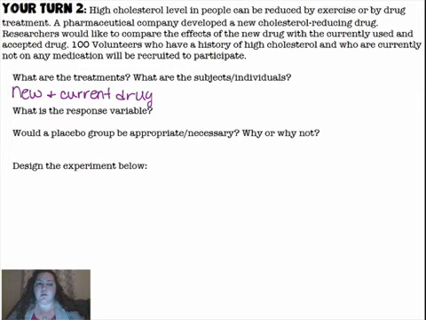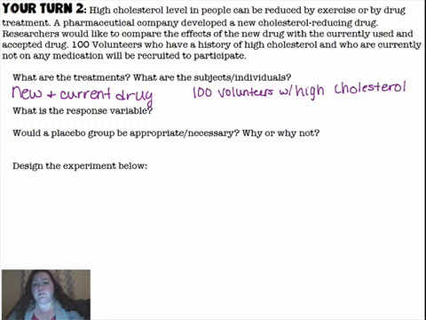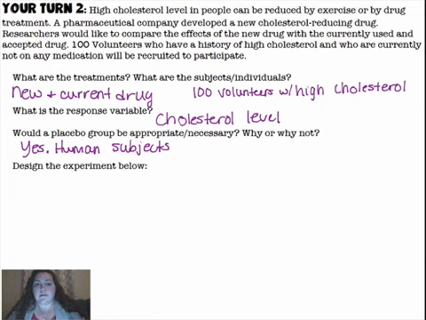Well, the treatments are the new and the current drug. And then my subjects are 100 volunteers with high cholesterol. The response variable is their cholesterol level. And then would a placebo be appropriate or necessary? Why or why not? Well, yes, if we're talking about human subjects, we want to include a placebo. Also, when you're doing something with drugs, you want to include a placebo.